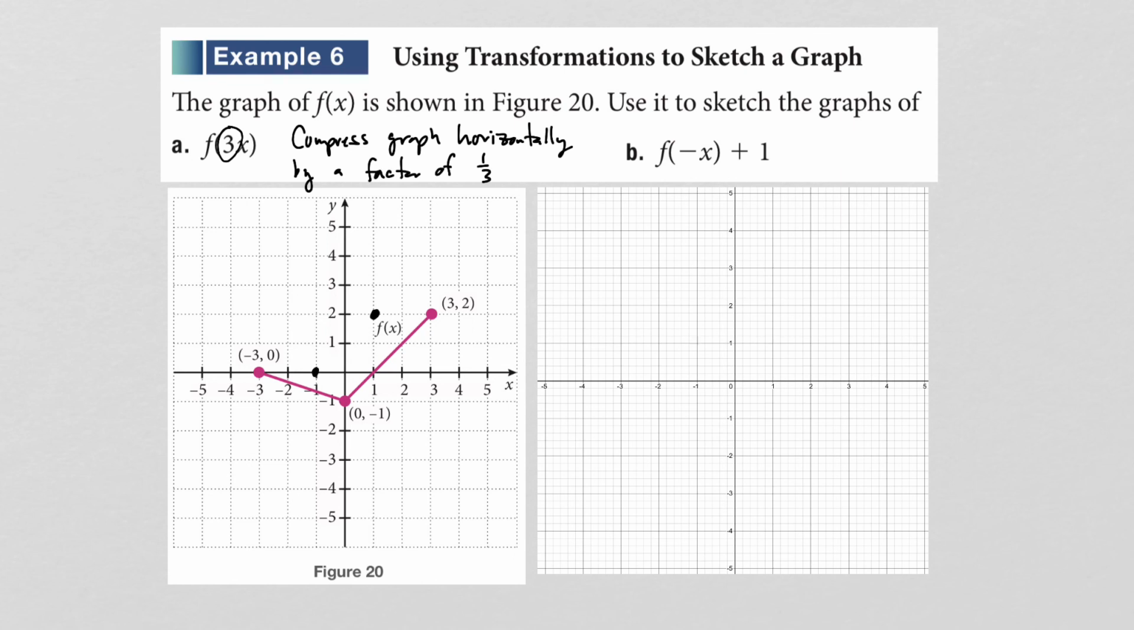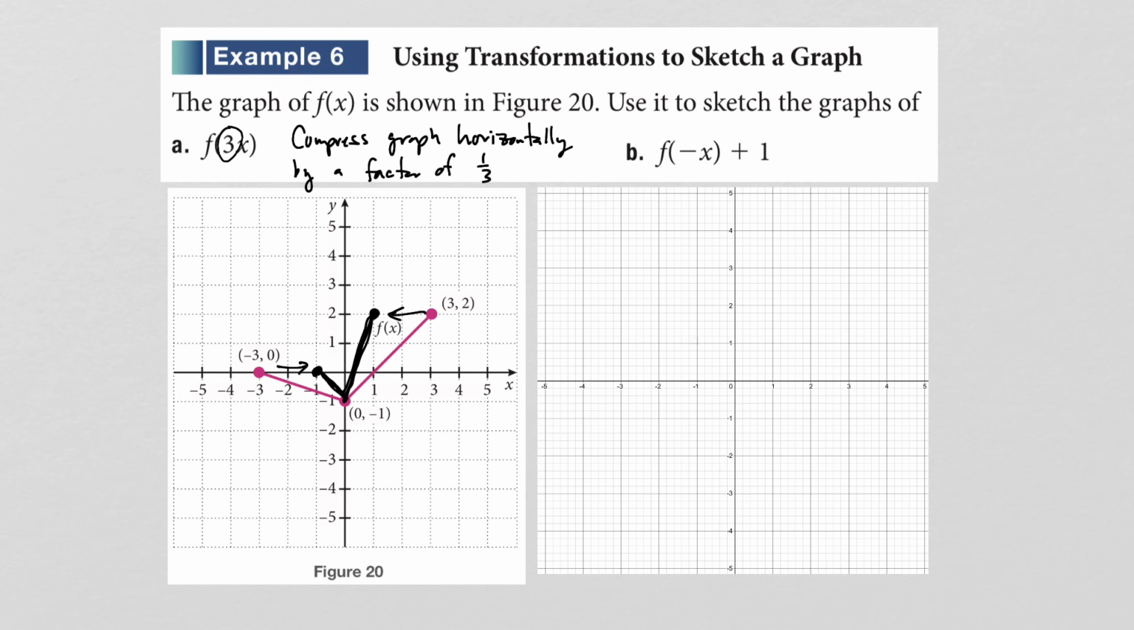Now, anywhere that x is already 0, nothing happens, because it's already at x equals 0, right? So when you compress 0 by a factor of 1/3, you still get x equals 0. So that's this point here. So what that graph, f of 3x, looks like is this. Notice that it's the same as the graph that we started with, but it's been compressed horizontally inward by a factor of 3.